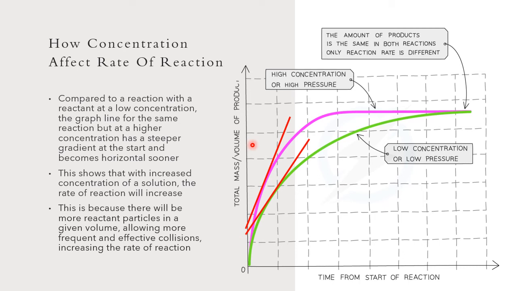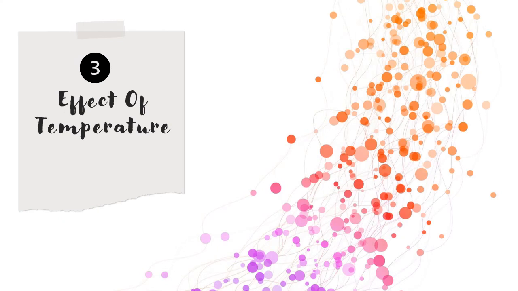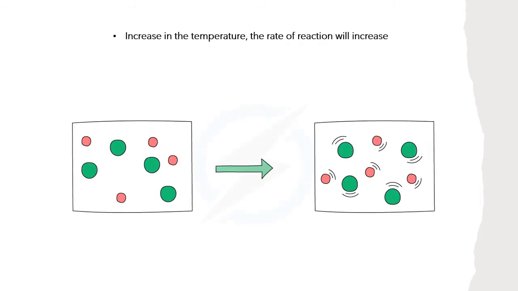Okay, this is because there will be more reactant particles in a given volume in high concentration of solution, allowing more frequent and effective collisions, increasing the rate of reaction. Factor number 3 is the effect of temperature towards the rate of reaction. Okay, increase in the temperature, the rate of reaction will increase.